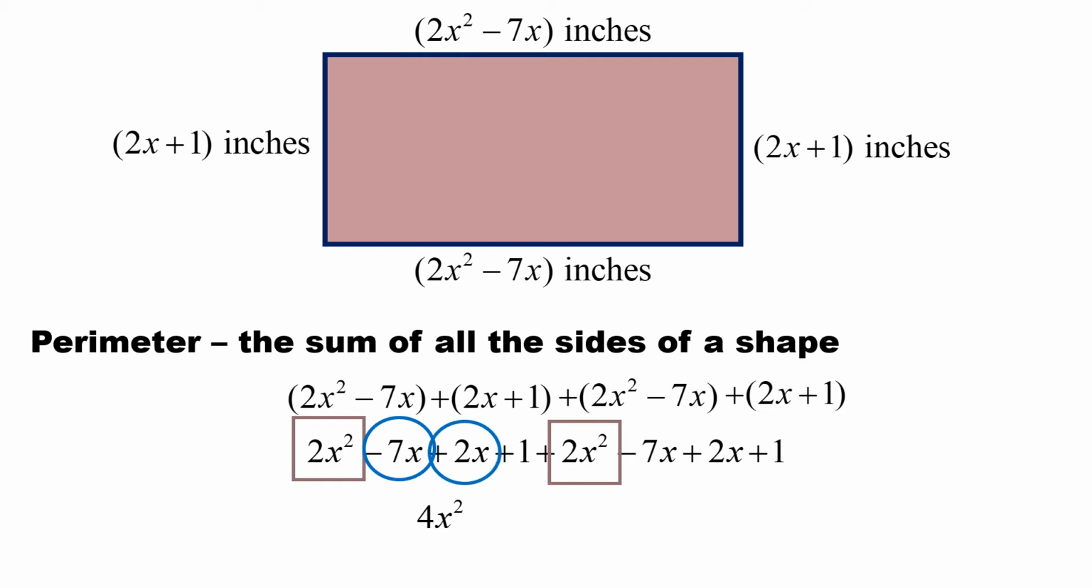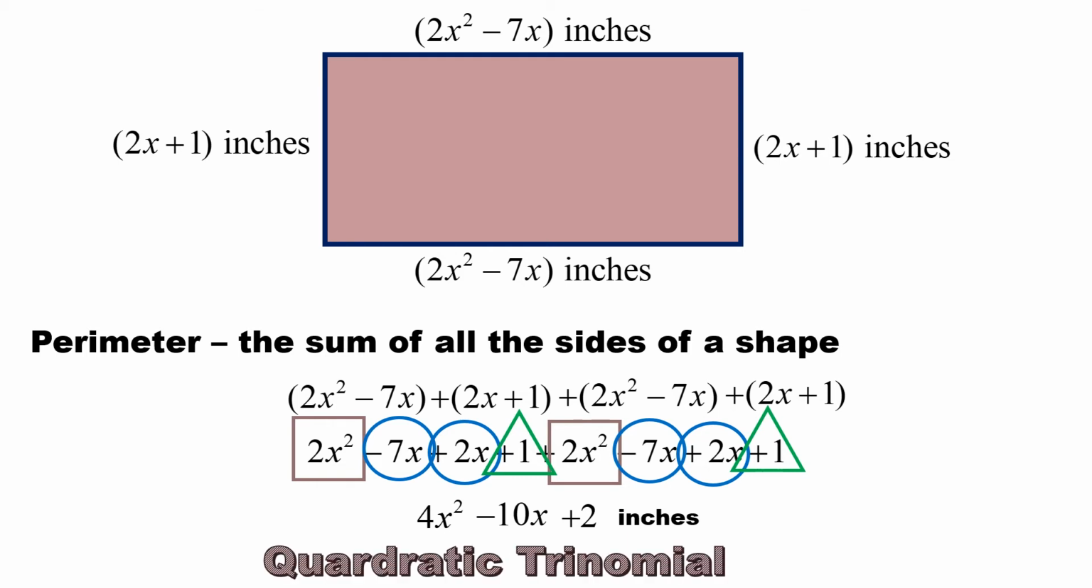I have a negative 7x, a 2x, a negative 7x, and a 2x. So if I add all those coefficients together, I'll get a negative 10x. And then I have two constant terms, or two numbers, 1 plus 1, which will give me a 2. But remember, we're talking about perimeter, so we need to add the units, which are inches.